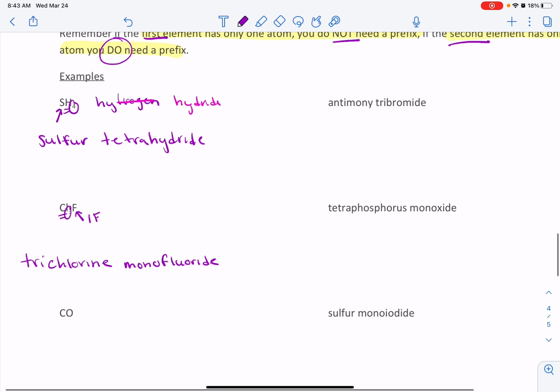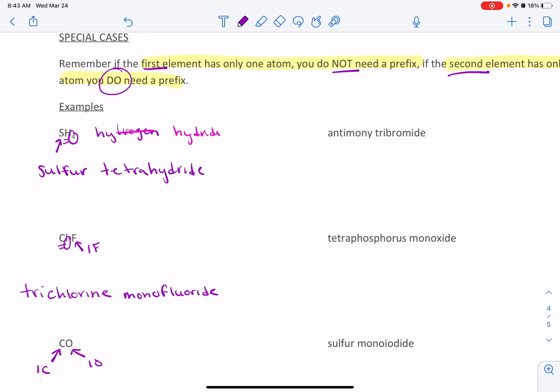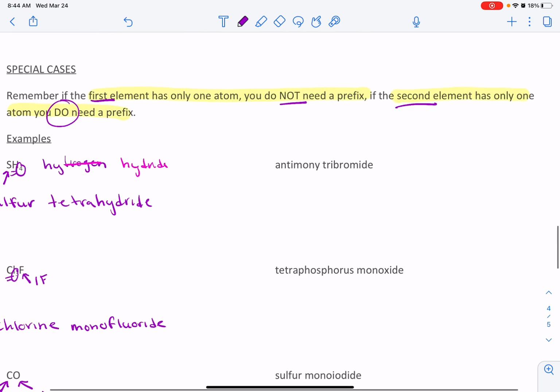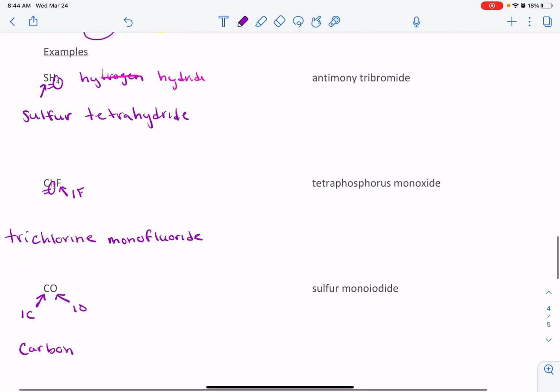Let's do one more example here. So here we have the situation where both the C and the O have no subscripts. That means there's 1 C and 1 O. Okay? So now, which one needs a prefix? Well, we said our first element does not need a prefix, so I'm just going to write carbon for C. But our second element does need a prefix. So for O, I'm going to put monoxide.